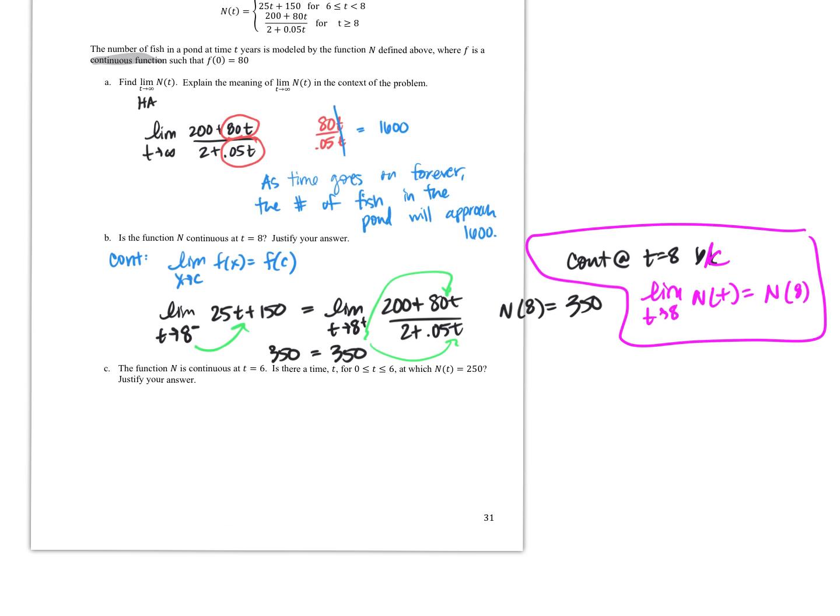Last one. Justify the function n is continuous. They said n is continuous at 6. Is there a time between 0 and 6 that n of t had to equal 250? What theorem are they wanting you to use? IVT. Thanks, birthday boy. We've got to do IVT. What are my endpoints that I'm going to check? 0 and 6. We want to know what is n of 0, what is n of 6.